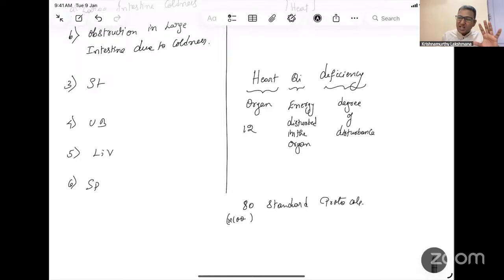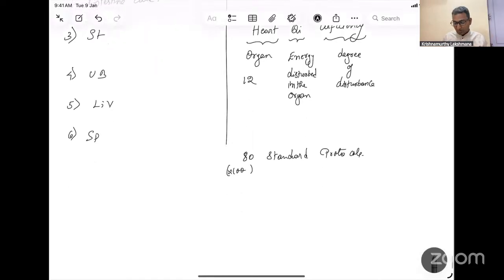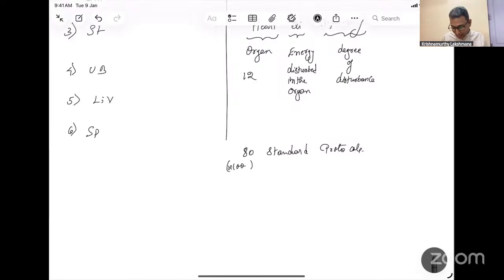Now, as soon as I say that the problem is only in the hands and not in the legs, then instantly my mind should switch that the problem is in one of the six. What is this? The meridians which flow in the hand. Hand meridians are lungs, large intestine, heart, small intestine, pericardium, and triple warmer. These are the meridians which are flowing in the hands. Which are the meridians which are flowing in the legs?